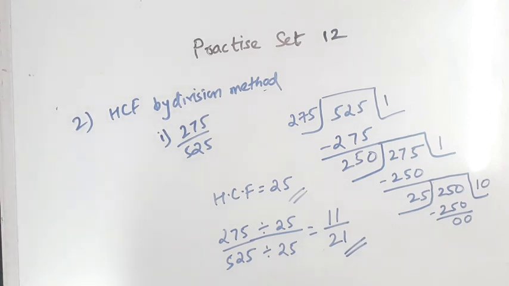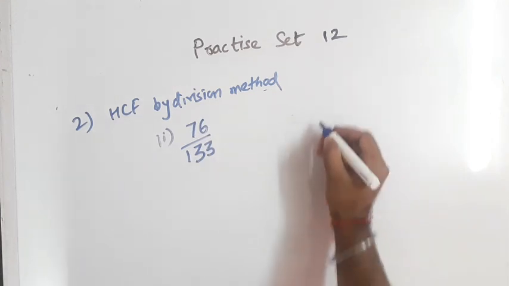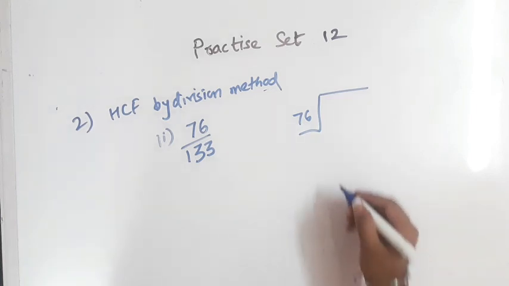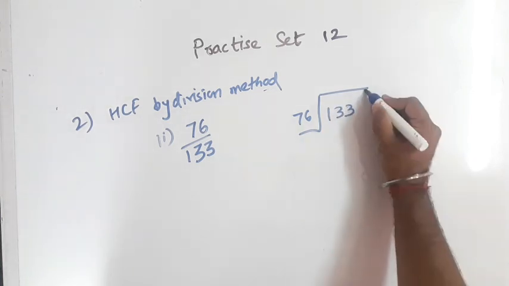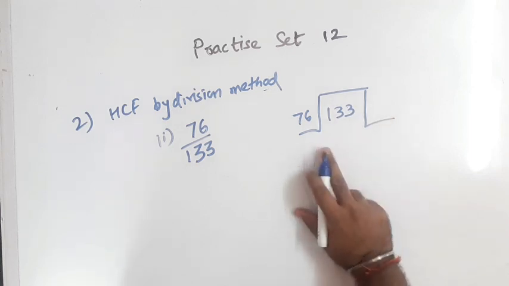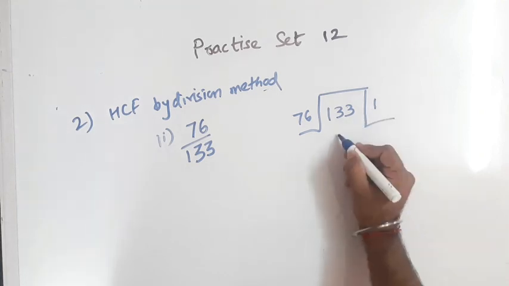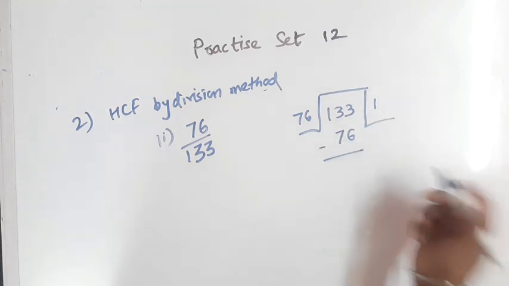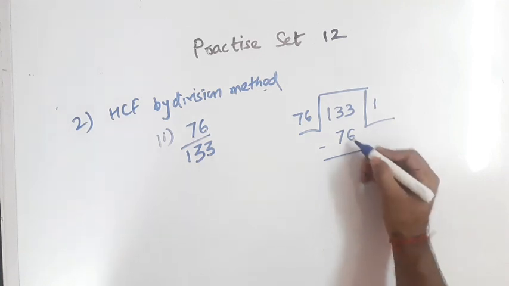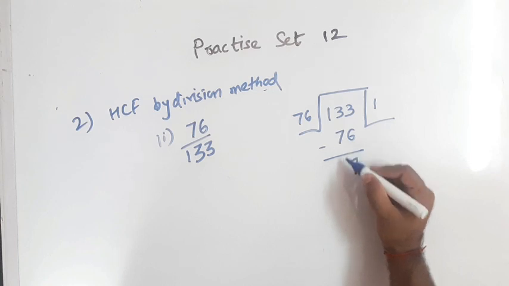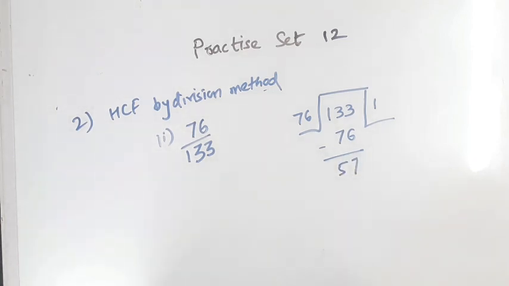Let us do one more sum so it will be far more clearer to you how to do this. Okay children, so the second sum is 76 upon 133. I'll place the smaller number as divisor, 133 as dividend. Can I take 2 times? No, 76 2 times will be more than 150. So I'll take 1, 1 times is 76. Then 6, 7 plus 6 is 13, 1, 8, 8 plus 5 is 13. So your remainder is 57.